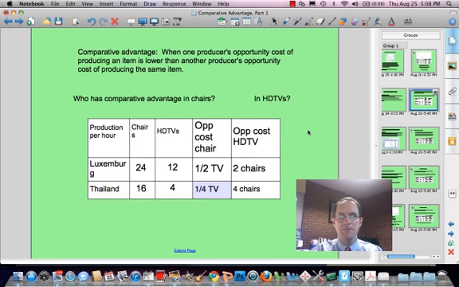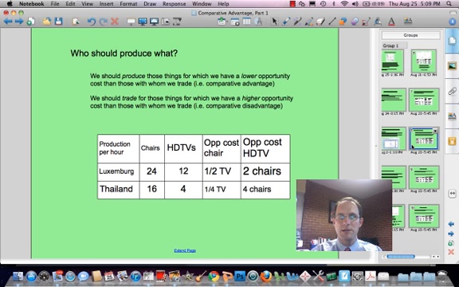Okay, so we still need to get to comparative advantage. Remember, comparative advantage is when one producer's opportunity cost of producing an item is lower than the other producer's opportunity cost of producing the same item. So in this case, opportunity cost of a chair, Luxembourg 1/2, Thailand 1/4. Thailand wins with the lower opportunity cost. In HD TVs, Luxembourg 2 chairs, Thailand 4 chairs, Luxembourg wins. So who has comparative advantage in chairs? Thailand. Who has comparative advantage in HD TVs? Luxembourg, because they have lower opportunity cost.